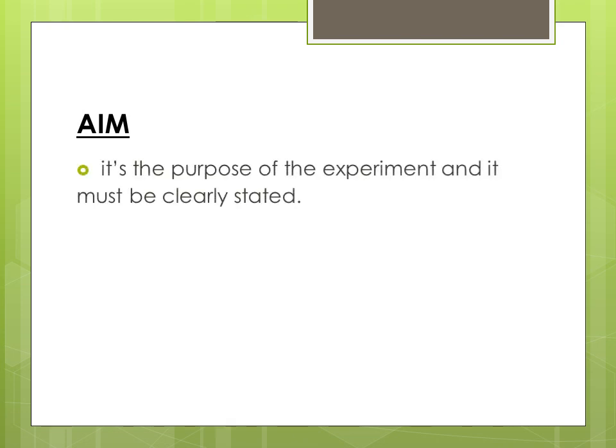The aim of the experiment. What is the aim of the experiment? It is the purpose of the experiment and it must be clearly written out. The purpose for carrying out this experiment. Why am I carrying out this experiment? To determine the focal length of a converging lens. That's the purpose. It must be clearly written. To measure the speed of sound in air. That is the aim of the experiment.